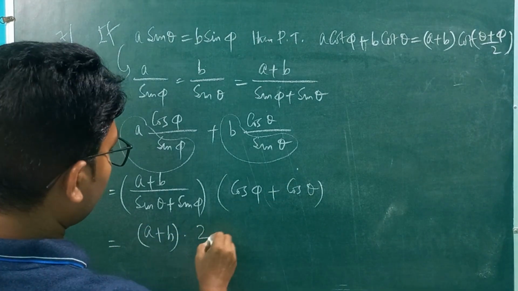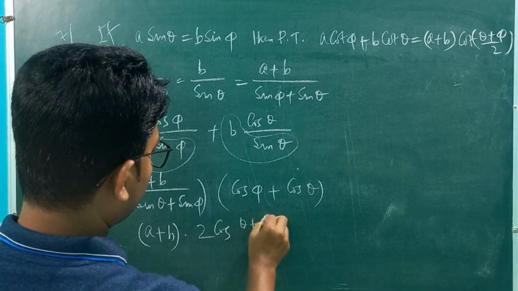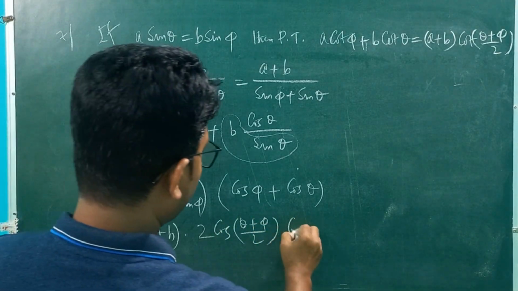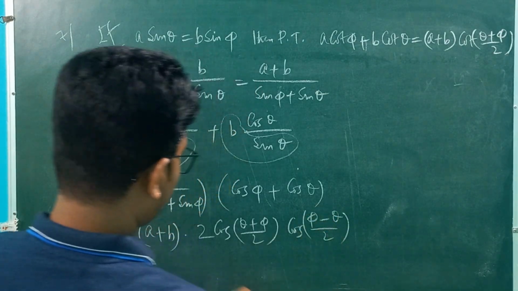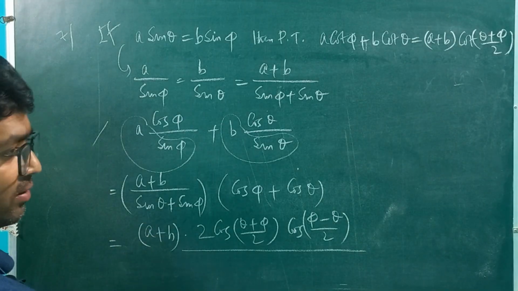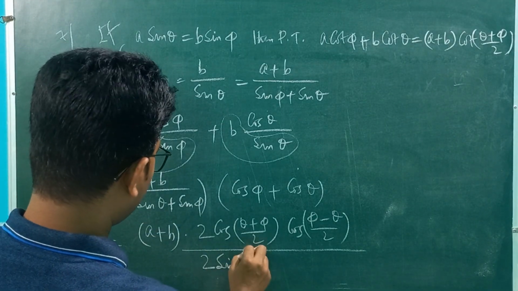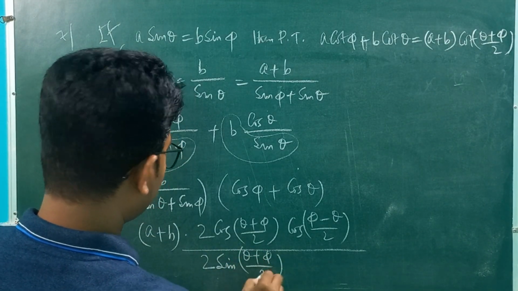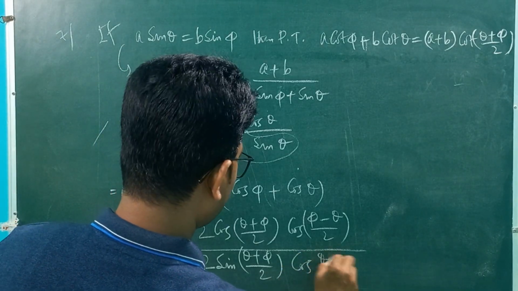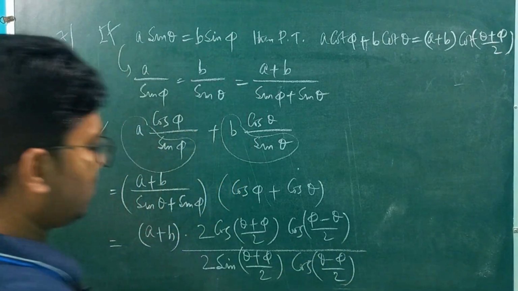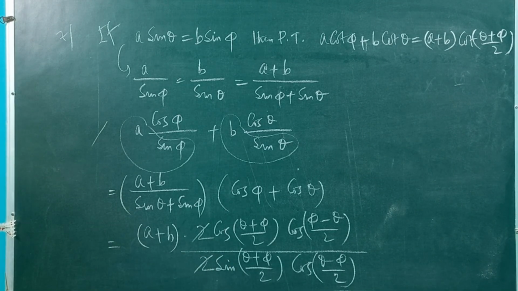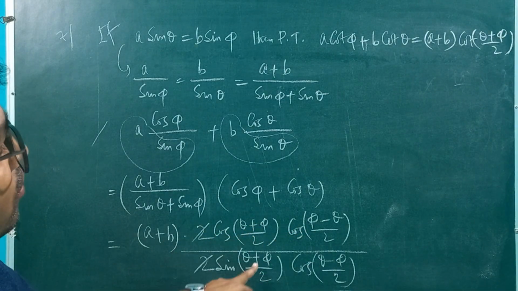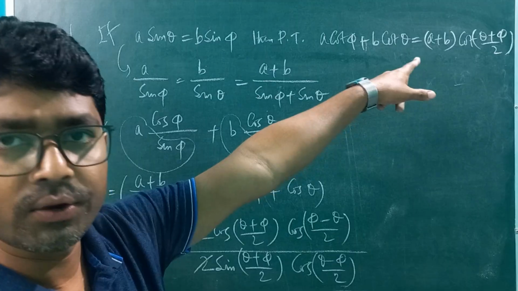Cos C plus cos D means 2 cos((C+D)/2) into cos((C−D)/2). And this one also, sin C plus sin D, is 2 sin((C+D)/2) into cos((C−D)/2). Now these two terms will be cancelled. Now see, there is a problem: cos by sin, this one is our cot, our required result.